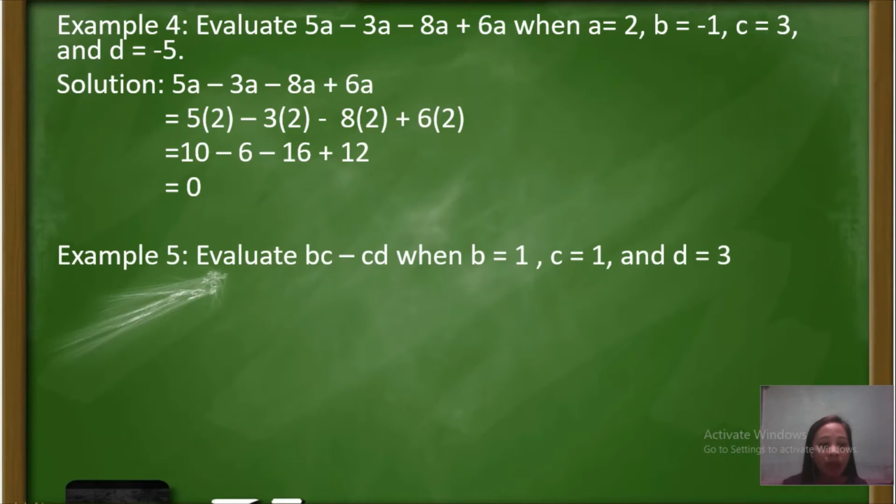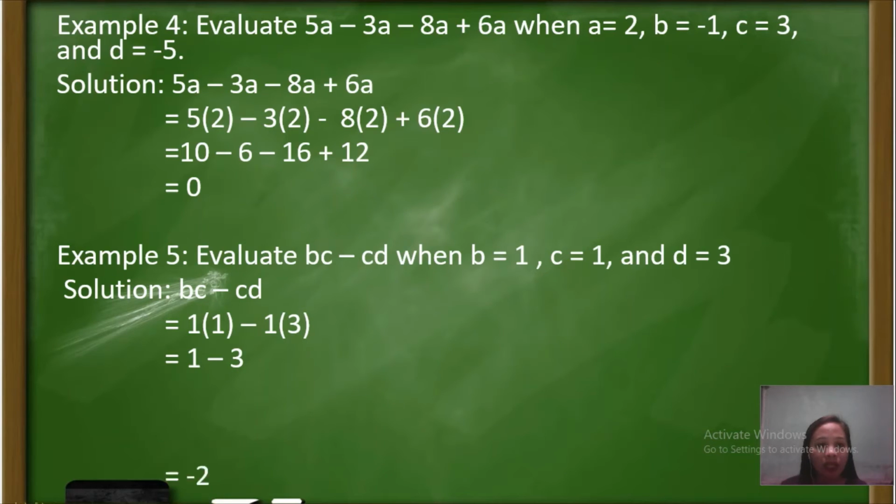Example number 5, evaluate BC minus CD when B is equal to 1, C is equal to 1, and D is equal to 3. So, solution BC minus CD, 1 times the value of C, that is equal to 1, minus C, that is equal to 1, and D, that is equal to 3. So, 1 times 1, that is 1, minus 1 times 3, that is 3. So, therefore, 1 minus 3, that is equal to negative 2.